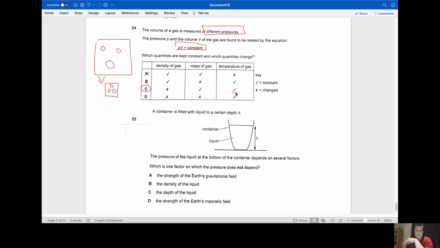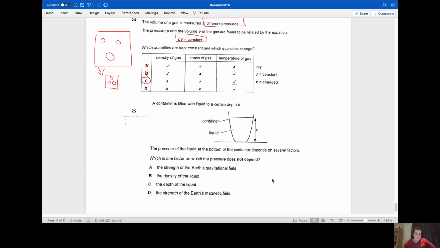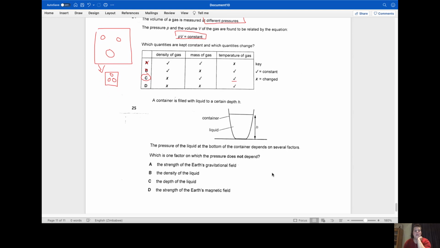The temperature of the gas is also staying constant. They didn't tell you anything about the temperature. So what they were trying to get you to think of here is this diagram. How are volume and pressure related? If I decrease my volume, I'm increasing my pressure, and I'm changing the density of my gas because this one at the bottom is a lot more dense than that one at the top. So your density is changing, your mass and your temperature are staying constant. Okay, so that was a tricky one.